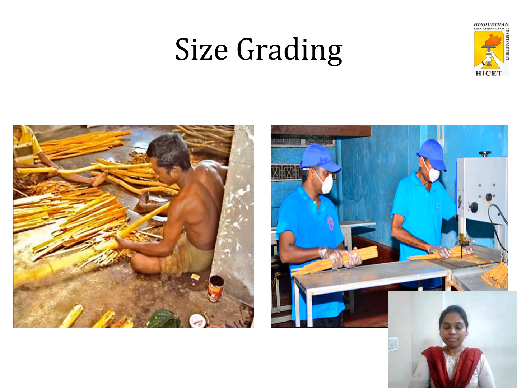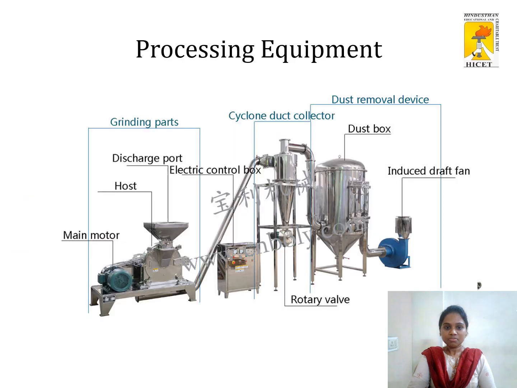So this is the size grading of cinnamon and cassia barks. Either they will be done manually or they will use mechanical size grading, where sensors are used to cut into equal or proper sizes.